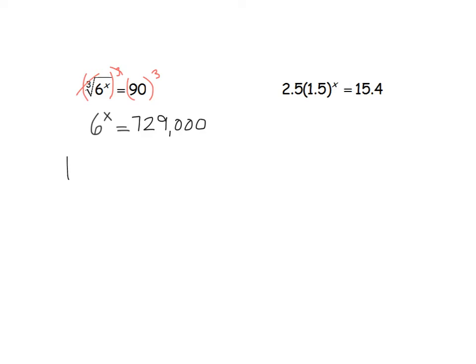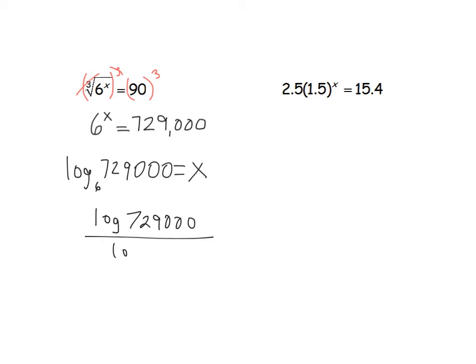All right, so now we have isolated our base and our exponent, and so now we're going to change it to a log. So log base 6 of 729,000 is equal to the exponent, which is x. All right, since this is a log with base 6, we need to use the change of base formula, so we're going to write log of 729,000 over log of 6. All right, go ahead and calculate that. And we get x equals 7.534.